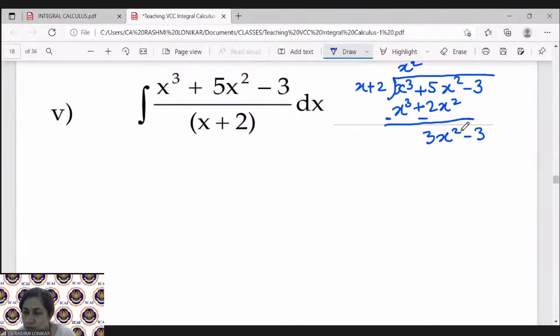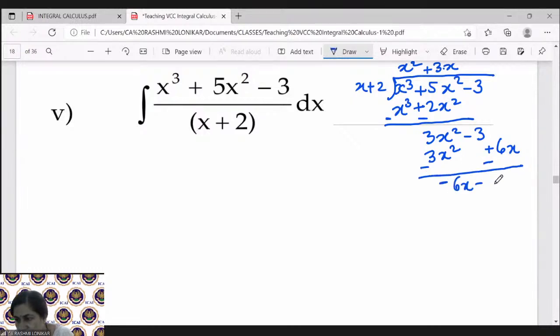Now 3x square I want over here, so I must multiply by 3x. 3x into x will give me 3x square. 3x into plus 2 will give me plus 6x. I can't write it below minus 3 because this term is 6x, so the term is in x. So this is minus and this minus. I am left with minus 6x minus 3.